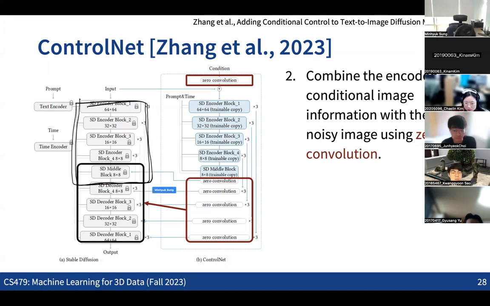For updating each of the blocks here, we take the condition, pass it into the zero convolution, process it with the same kind of processing network, and then apply the zero convolution again, feeding the output into the residual block here. So we are repeating this process. Then we need to see what the meaning of the zero convolution is.